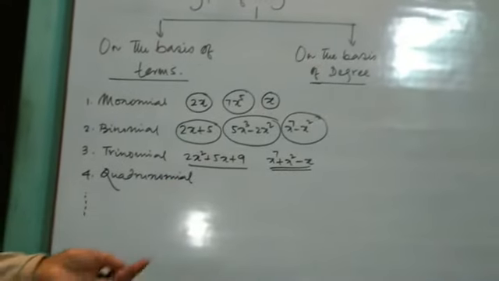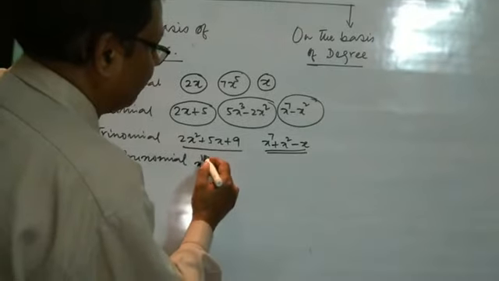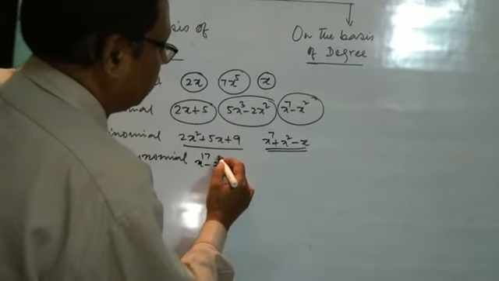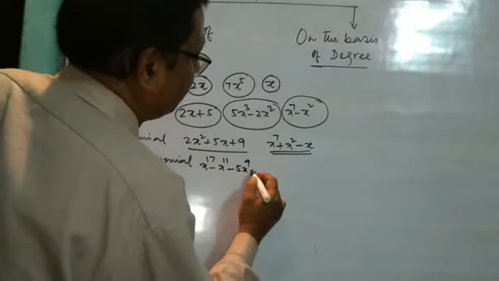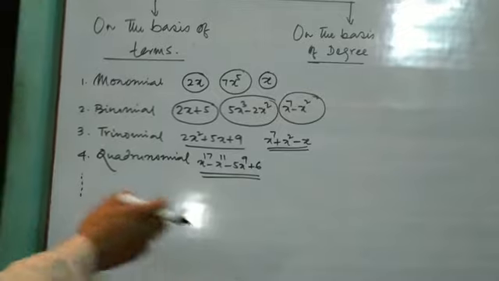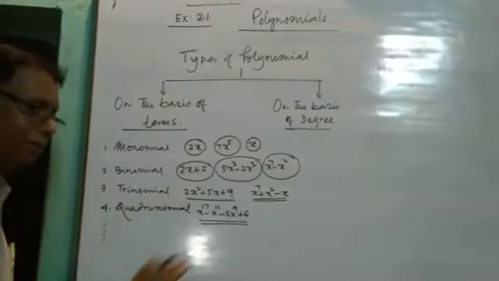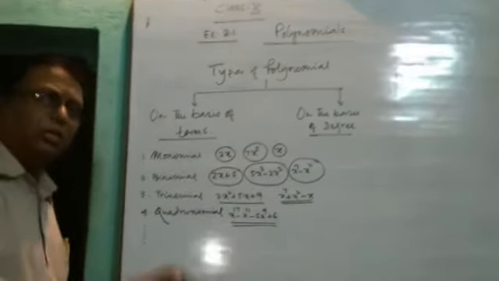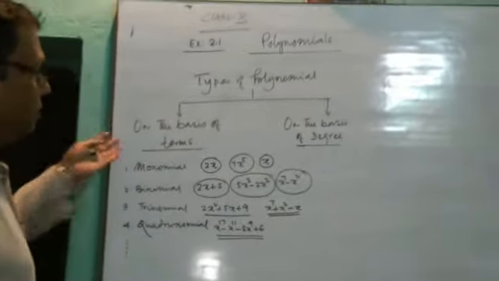There must be three terms, separated by plus or minus signs. And a quadrinomial, similarly, will have four terms. x to the power 17 minus x to the power 11 minus 5x to the power 9 plus 6. This is an example of a quadrinomial. In this way, you can go for polynomials having 5 terms, 6 terms, 7 terms, and n terms. This is on the basis of the terms.